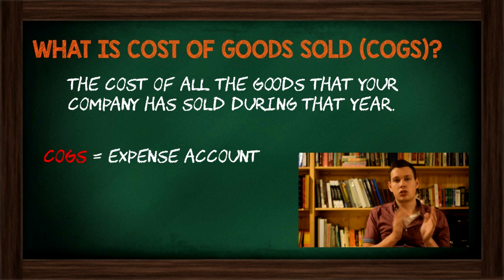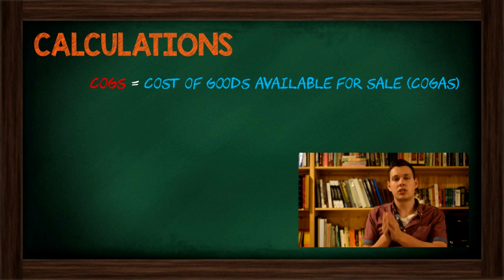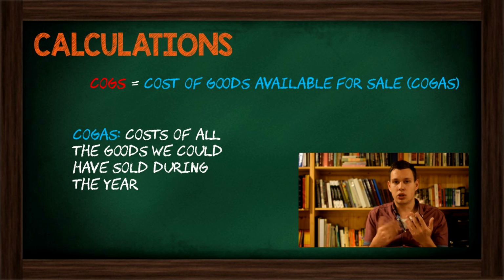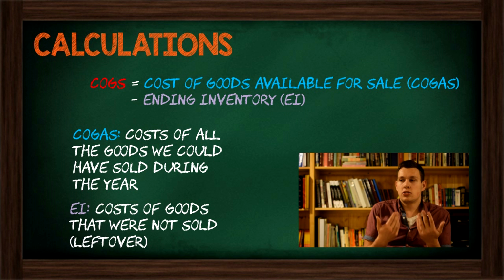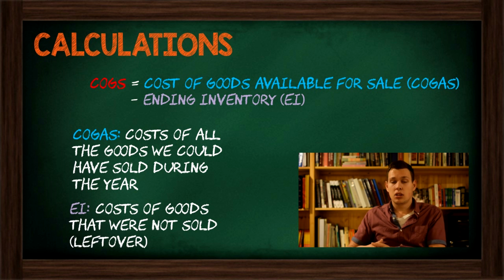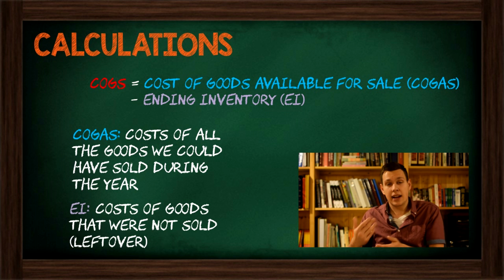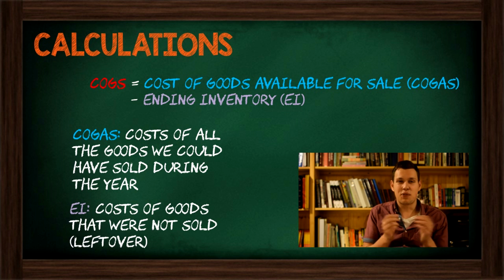Well, cost of goods sold equals cost of goods available for sale, which is basically the cost of all the goods that we could have sold during the year, subtracted by our ending inventory. And if we think about it, this equation makes sense, right? The cost of the goods that our company has sold during the year is going to equal the cost of all the goods that we could have sold during the year, subtracted by the cost of what we just didn't sell, right? That formula makes sense. Unfortunately, there's a little bit more to it, okay?